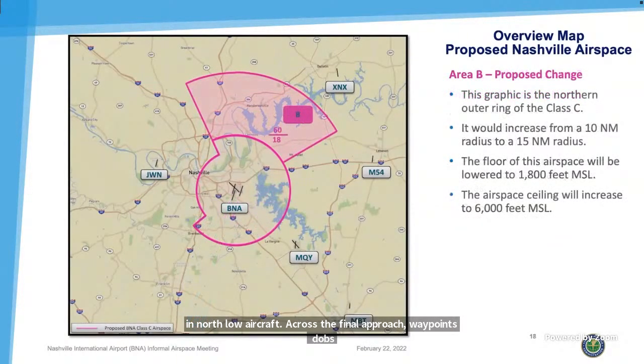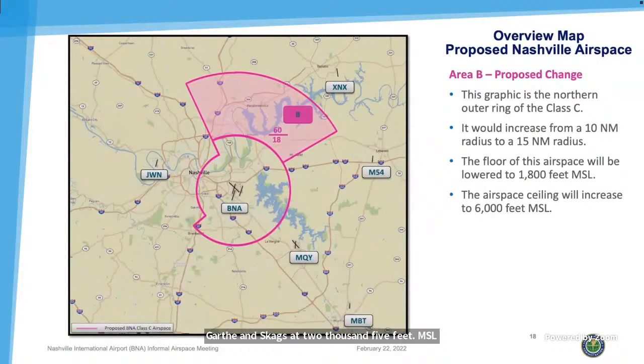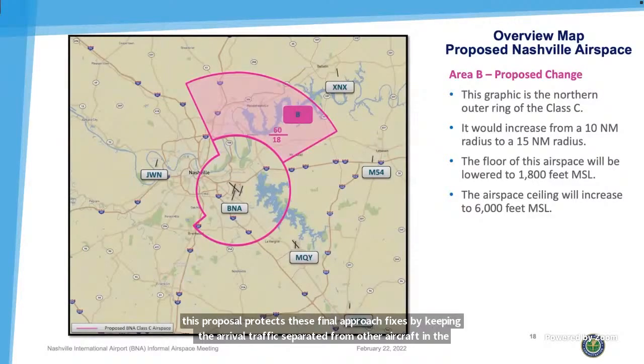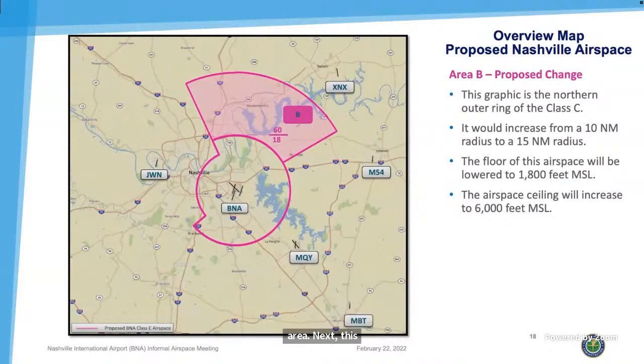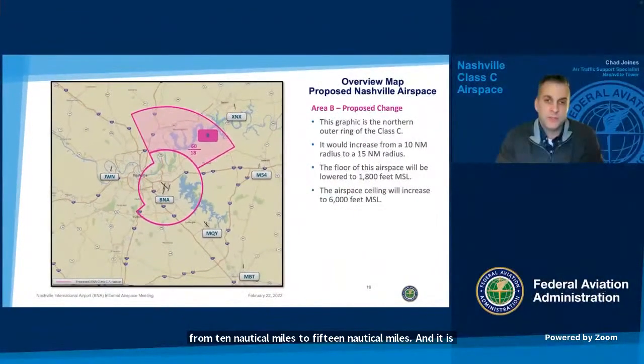Next, this graphic shows the northern portion of the outer ring, called Area B. Compared to existing Class Charlie airspace, this area would increase in radius from 10 nautical miles to 15 nautical miles. And it is proposed to have the floor lowered to 1,800 feet MSL and the airspace ceiling raised to 6,000 feet MSL. In the following slides, we'll discuss the reasons for these changes.